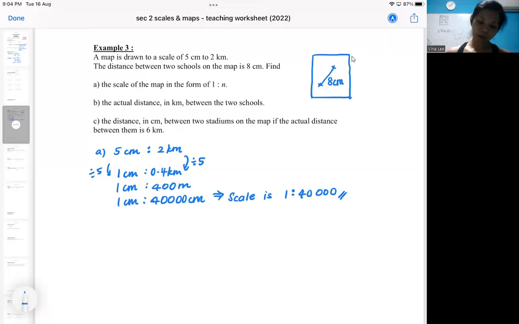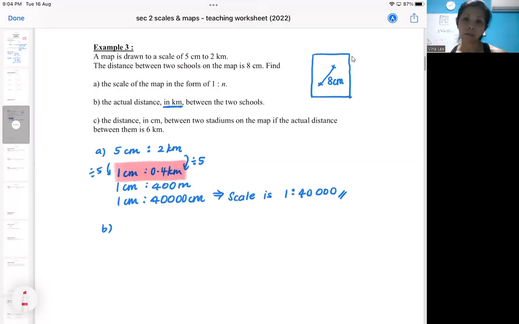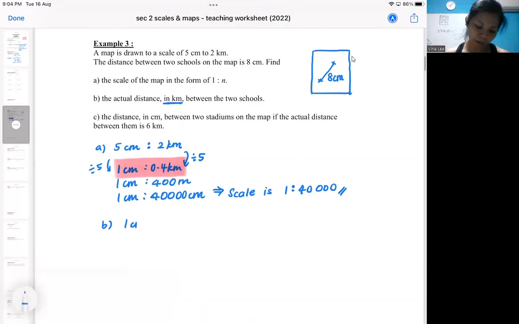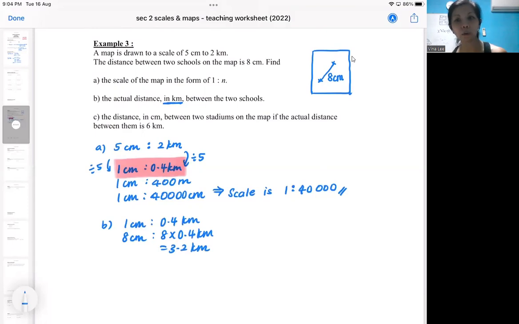Okay, so then the question asks for the actual distance. So, and they want the actual distance in kilometer. So for me, usually I will not get to the scale again. I'll be using this part instead of the scale that I have gotten, because this is in the units that I wanted. So 1 centimeter represents 0.4 kilometer. So what about 8 centimeter? 8 centimeter will represent this.